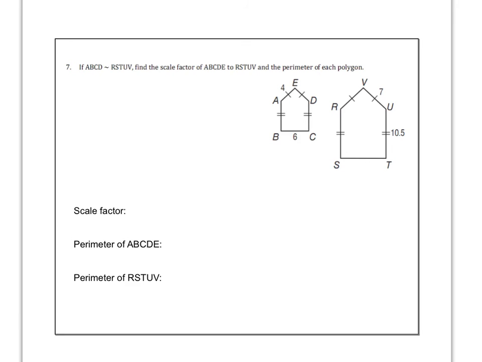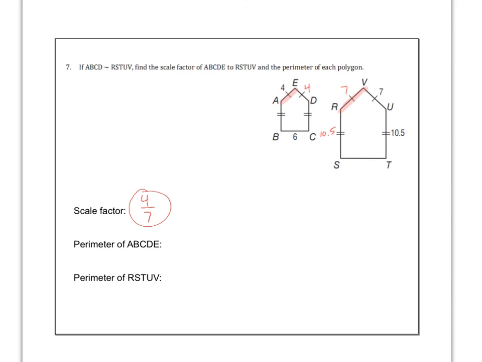So first thing I did is I figured out this is 4 and this is 7 because of the tick marks on there. I can also figure out this is 10.5 because of the double tick marks on that figure on the right. So the scale factor, if I look at what matches up, I can see like this 4 and this 7 match up. So the scale factor is 4 to 7. So we have that. Now we have to find the perimeter.